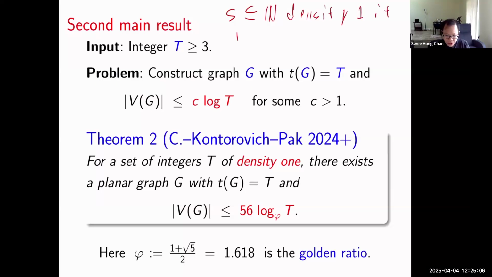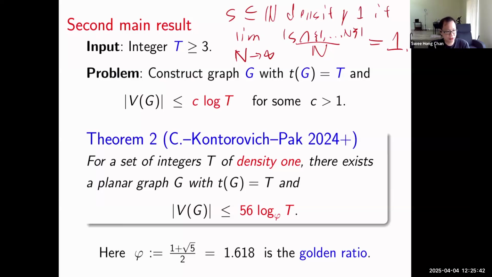If we take the limit as big N goes to infinity of the size of the intersection of this set with the numbers 1 up to N, divided by N, this should go to 1 as N goes to infinity. This is what we mean when we say that this set has density 1. This is our second main result. And in particular, it follows that the first main result that we saw from the previous slide, the exponential lower bound, will follow from the second main result.